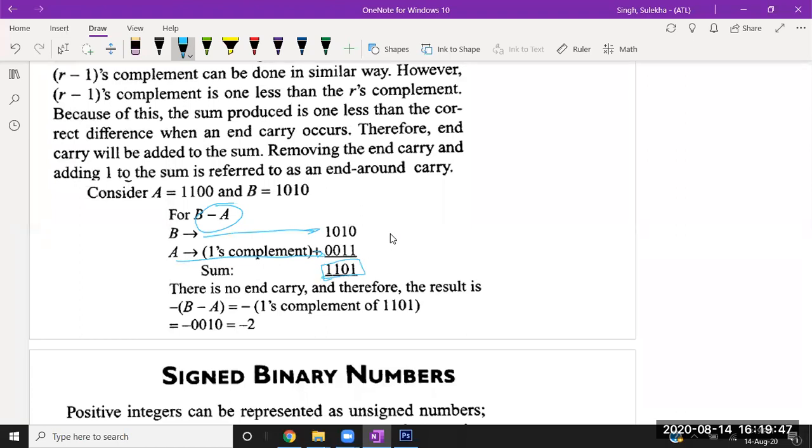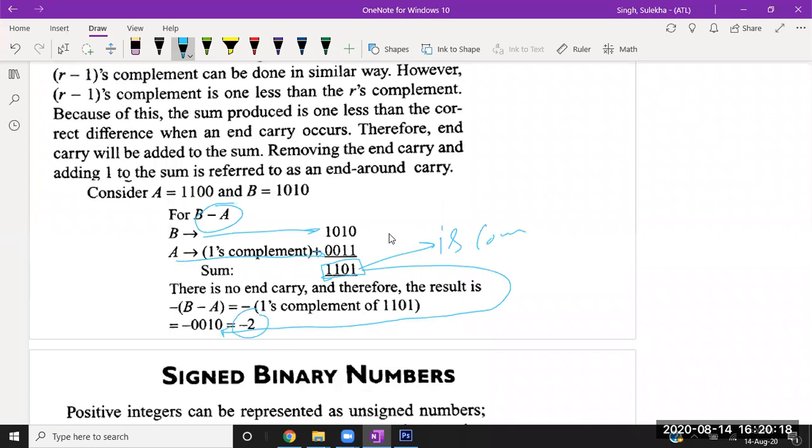After landing up with the 4 digits, in the previous case we took the 2's complement. In this case, we need to take the 1's complement of this number. After taking the 1's complement of this number, you will end with this number, and whenever there is no overflow, your answer will be negative. You need to take the 1's complement of the resultant addition, and that is your answer.